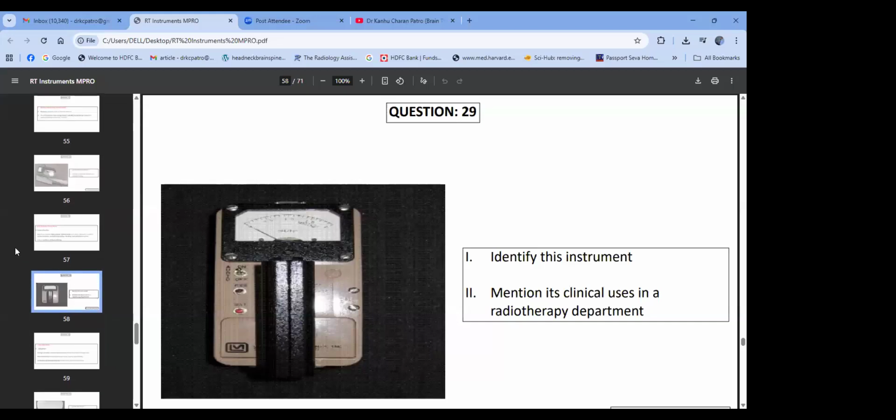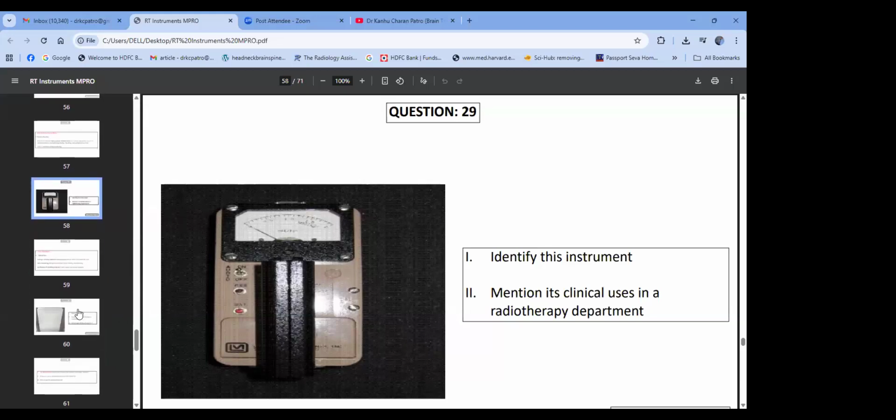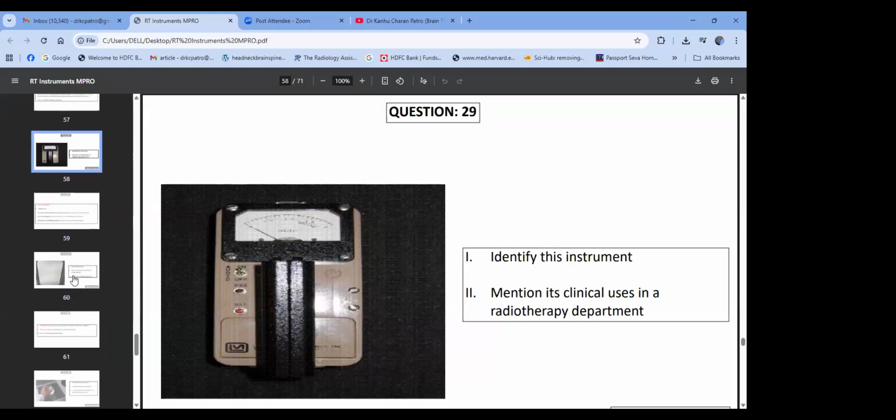Okay. Just discuss with your physicist, everyone, the difference between this one and the survey meter. I am not very sure. Just check what the difference is between the QTPI and this dose rate meter. Okay. Okay, sir.